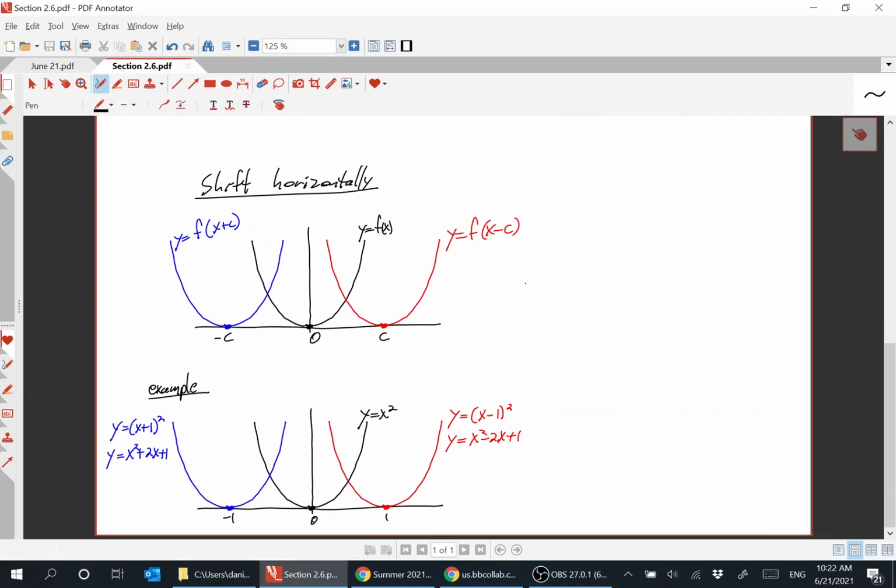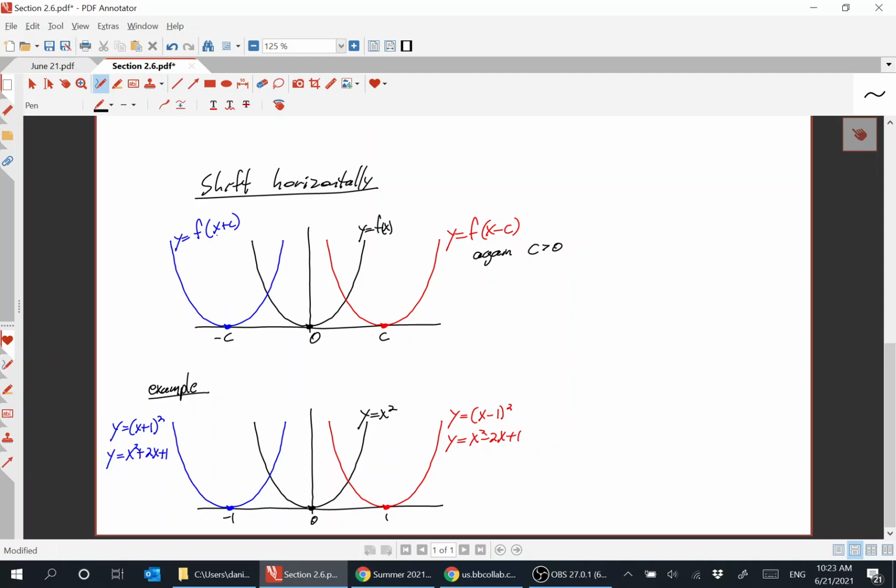Shifting horizontally is a little bit different. Starting with the function y equals f of x, when you want to shift to the right c units, what you do is you take the function and replace x with x minus c. So this becomes f of x minus c. C is a positive number, and you're subtracting it, and that shifts it to the right c units. If you want to go to the left, you add c. And it's kind of the opposite of what you think you would want to do.